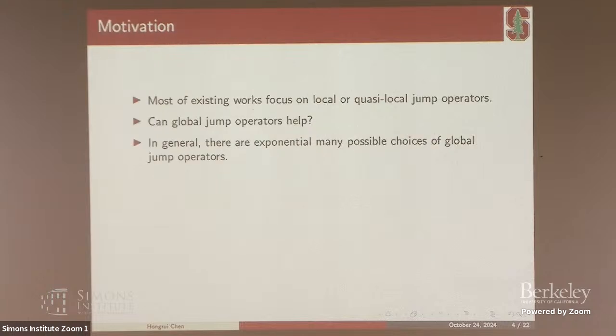Our motivation is that most existing work only focuses on local or quasi-local jump operators. But for some more challenging systems, like a system with strong correlations, local jump operators may not be sufficient to ensure efficient convergence. So the question is: can we use global jump operators to enhance thermalization? But the problem is, in general, there are exponentially many global jump operators. So how can we choose from them?